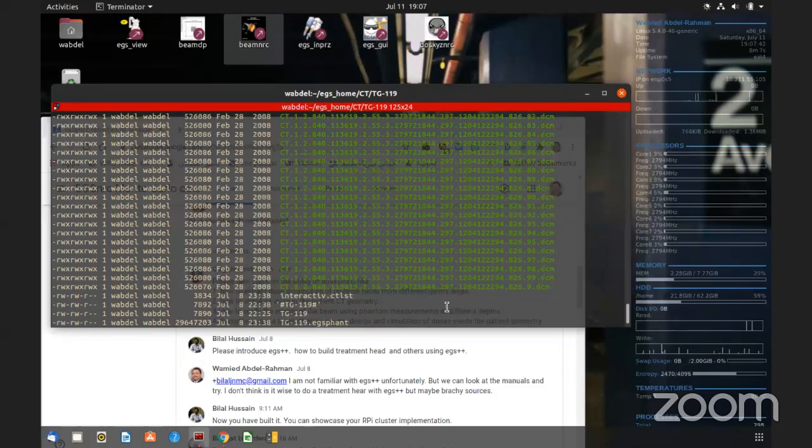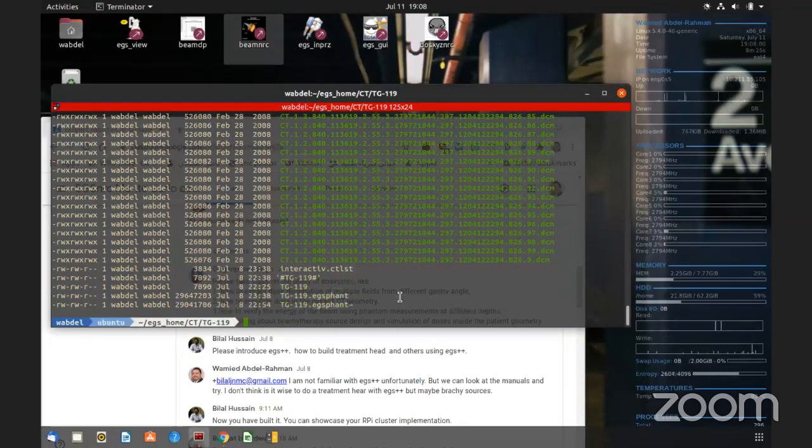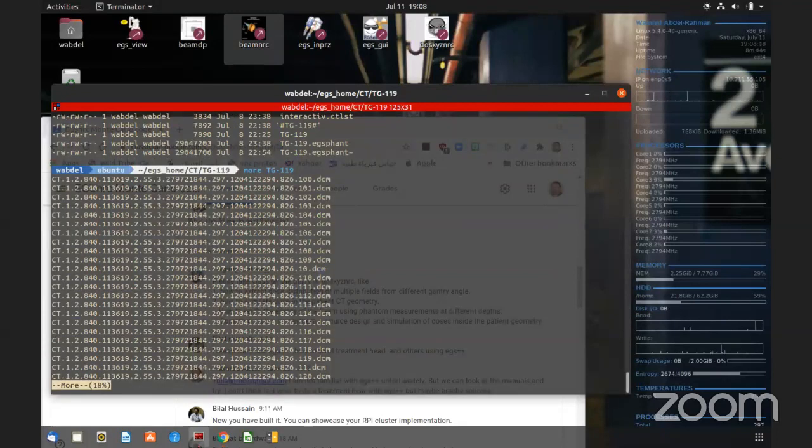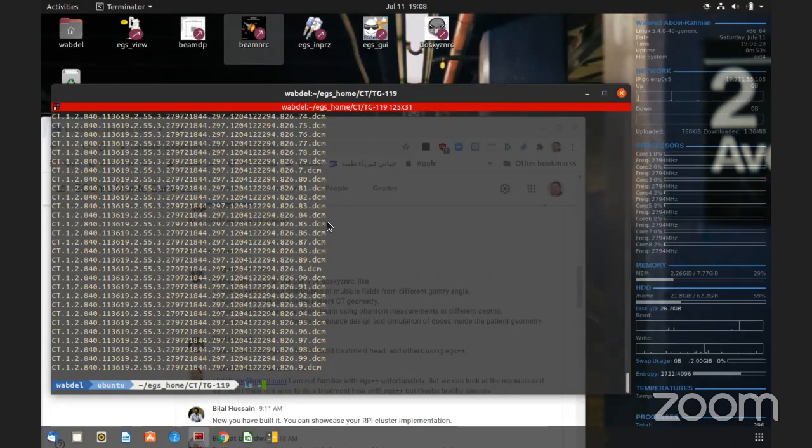What you need to do first is create a text file that has the names of these DICOM files. I will show you, I've done it. TG119, that's my patient name. So this is just a text file that has a list of the DCM files for that particular patient. In Linux, this is very simple to do. You do, for example, ls, and we pipe this into a file. I can call this test, for example. So now the ls command lists these files.